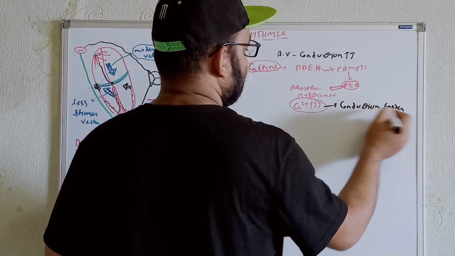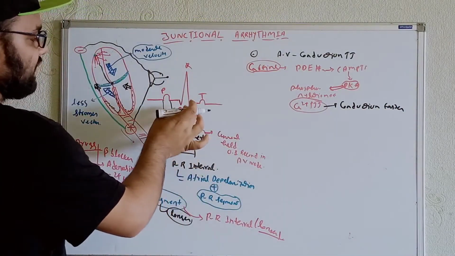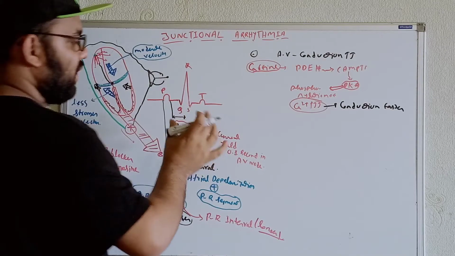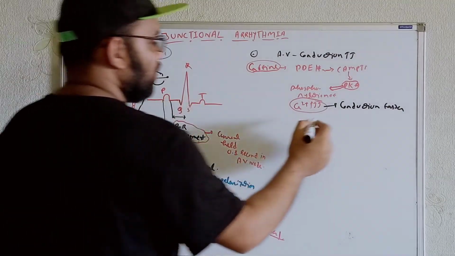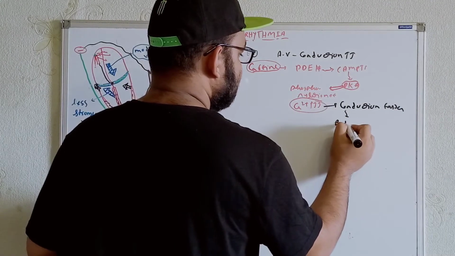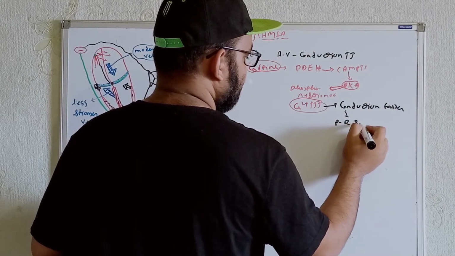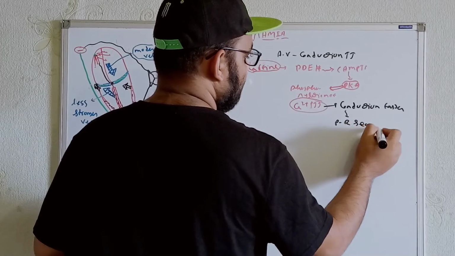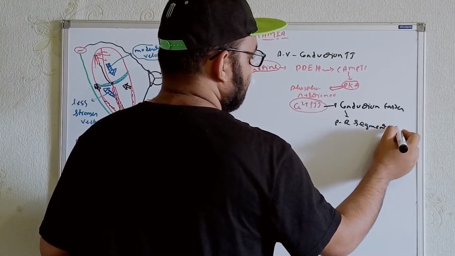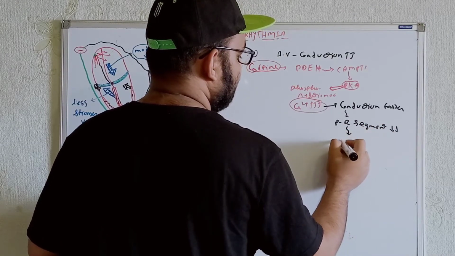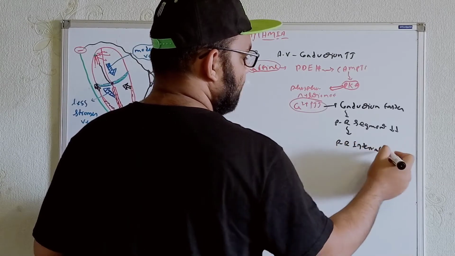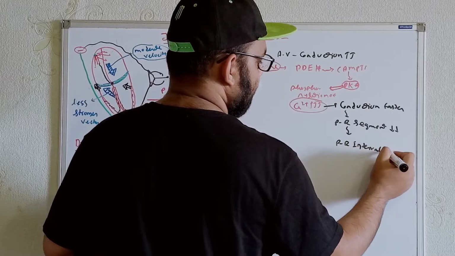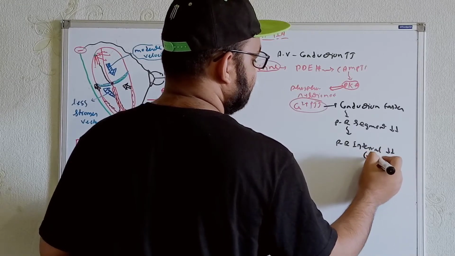Whenever the conduction is faster, definitely the PR segment will be shortened. So we can say that the PR segment will be shortened. As a result, we will also get the PR interval shortened. It's quite logical, okay? That will also be shorter over here.